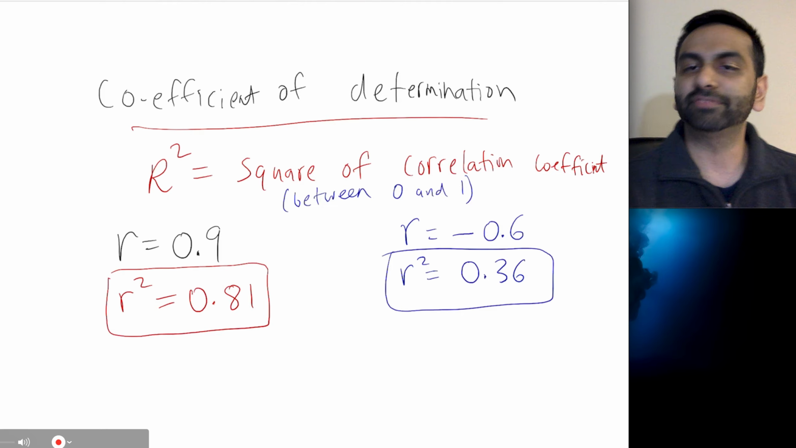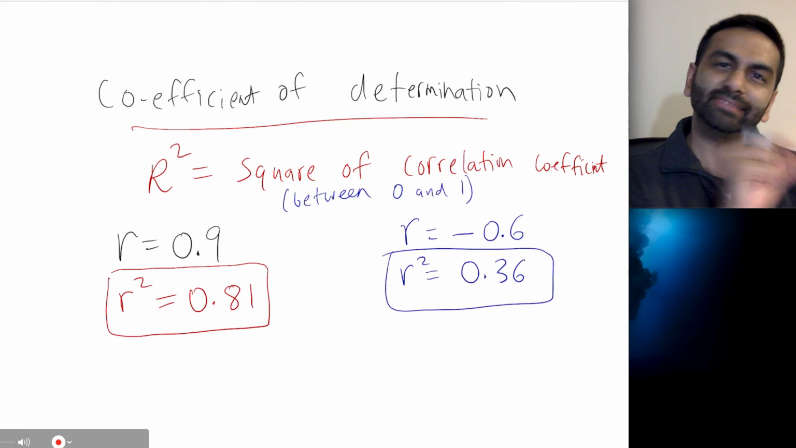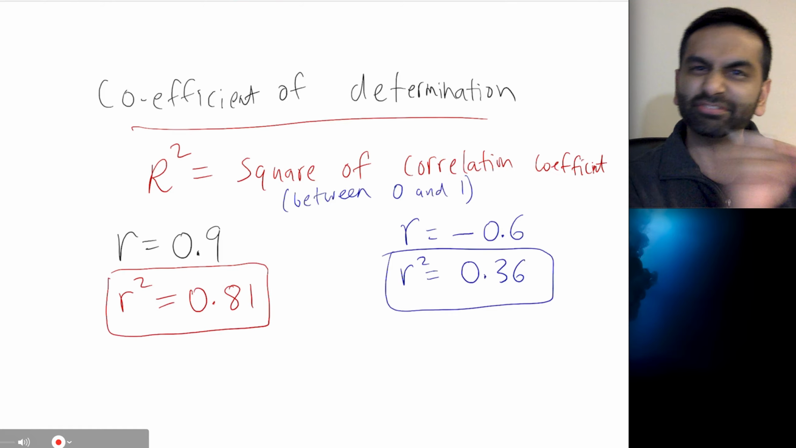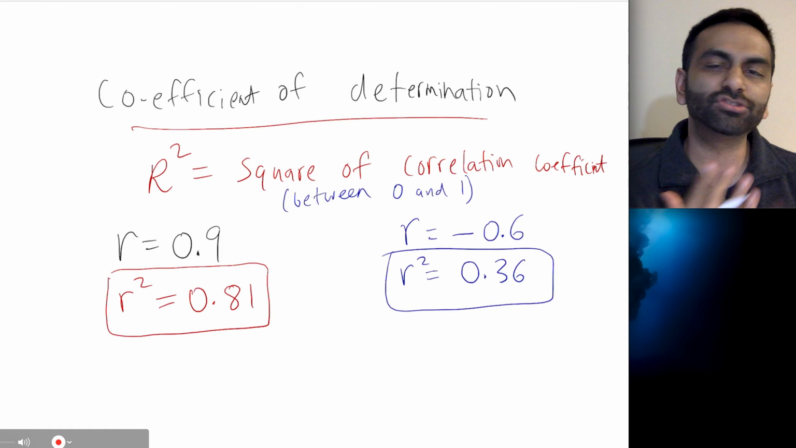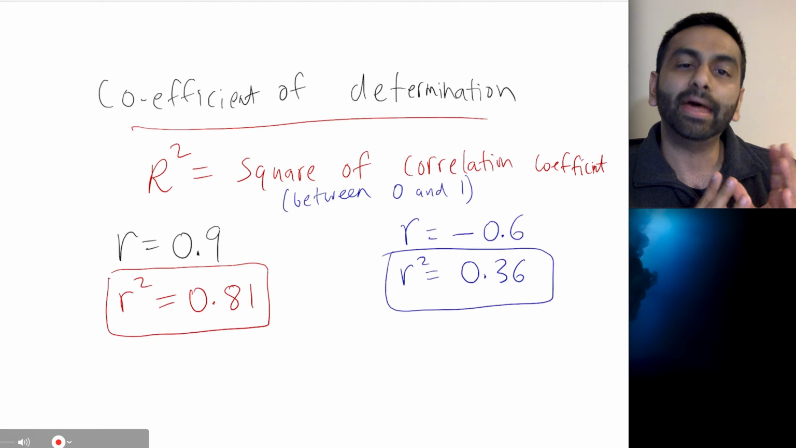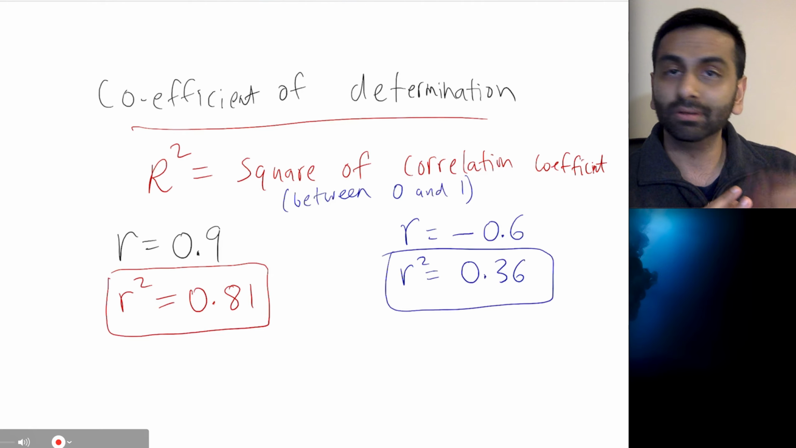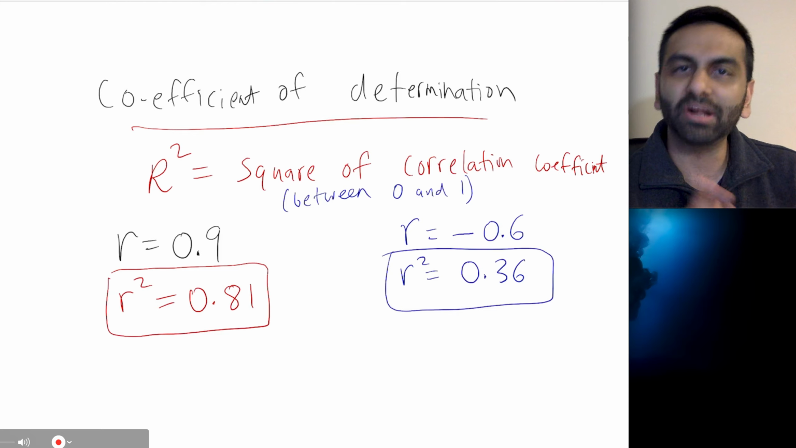And so notice that if your r is 0, meaning, like I said earlier, it's a totally flat line and there's no relationship between these two variables, then the r is 0. Well, 0 squared is 0 as well, so then your coefficient of determination is also 0.